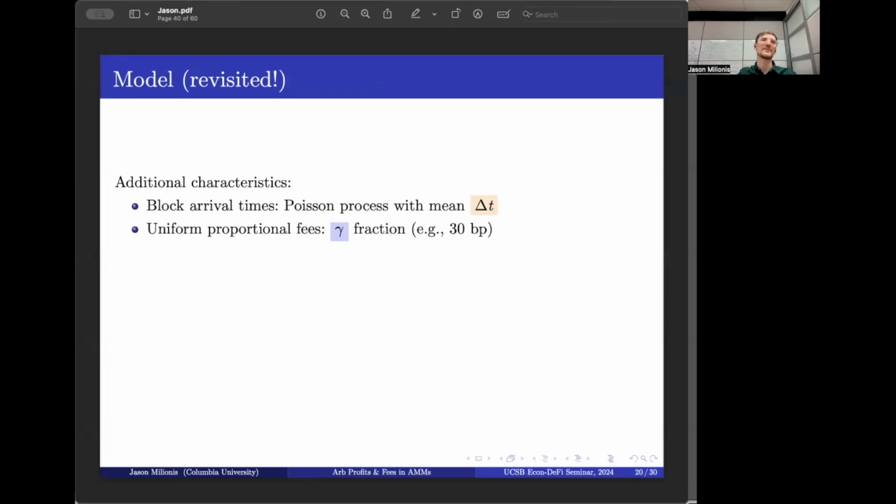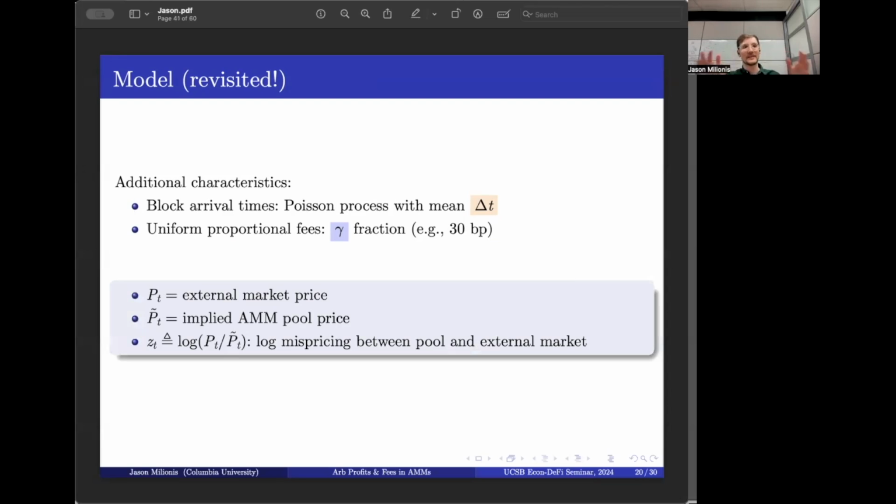So given what I showed you before, let's see the mathematical model that you'd expect. First of all, we model the block arrival times as a Poisson process with some mean delta t that we'll use. And we also have trading fees that correspond to uniform proportional fees. So a gamma fraction of your trading volume, for example 30 basis points, the arbitrageur is going to pay in fees.